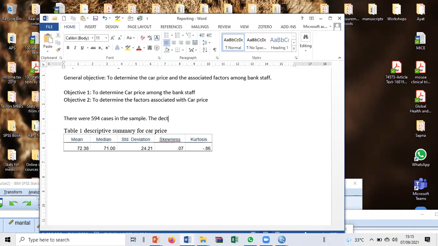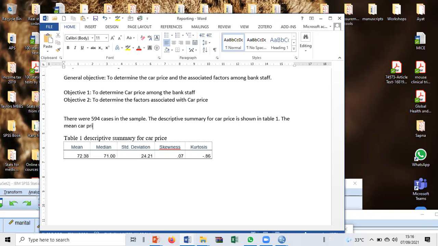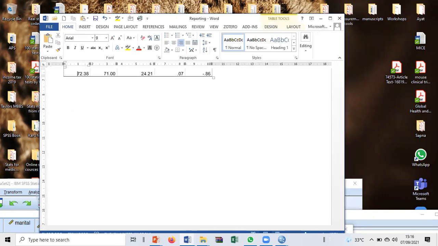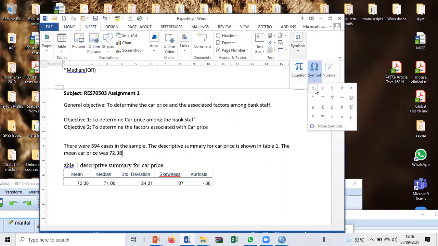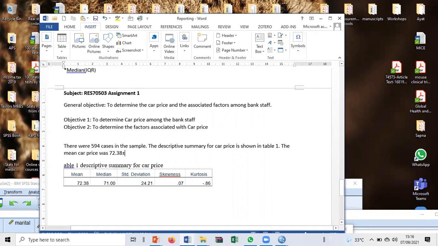The summary for car price is shown in table one. The mean car price was 72.38 plus minus $24.21. This is dollars, right? Okay.